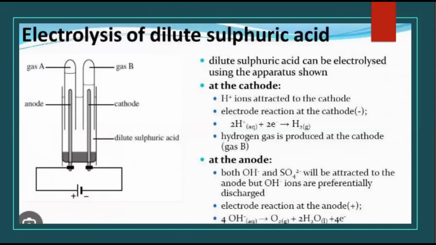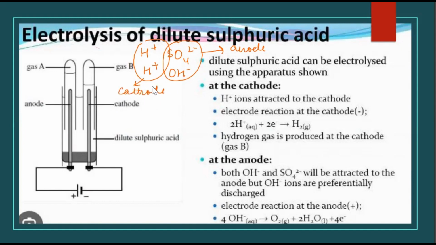Similar is the case when we have dilute sulfuric acid. When you have dilute sulfuric acid, the ions present are hydrogen ions and sulfate ions. Apart from these, we also have hydrogen and OH⁻ ions coming from water. Here we have the rival ions sulfate and OH⁻, which both move towards the anode, but only one will be preferentially discharged. For the cathode there are no rival ions, so the hydrogen ions move towards the cathode.